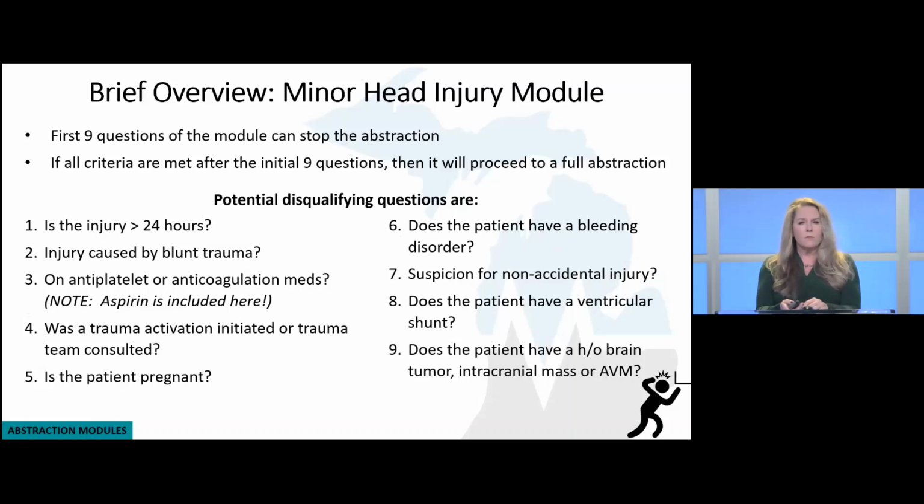Was the injury itself caused by blunt trauma? Also, is the patient on antiplatelet or anticoagulation meds? And of course, due to prior information from Dr. Klein, I did not say blood thinners. It's strictly anticoag or antiplatelets. Was also the trauma service either activated or consulted, because that will also exclude it from this module?